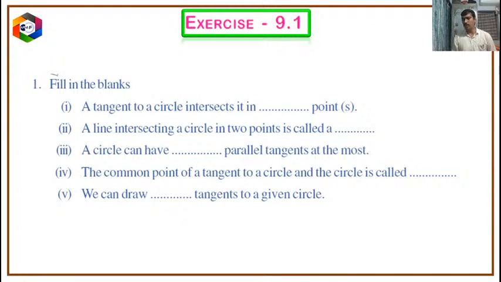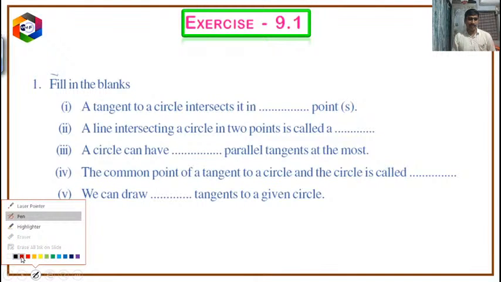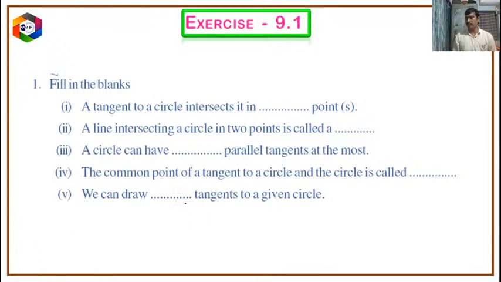Yes children, and simple questions. I hope you all will be able to answer, and based on the class you have heard until now, I think you can answer. Fill the blanks. First one. A tangent to a circle intersects it in dash points. Tangent to a circle, if we draw a tangent to a circle, it intersects it in dash points. Sirisha, once again, just think of a tangent to a circle. How many points does a tangent intersect a circle at?